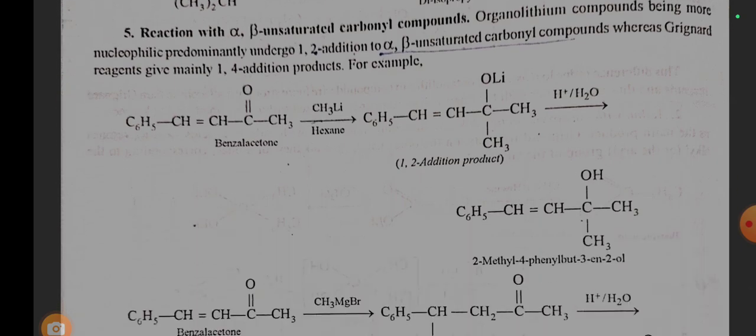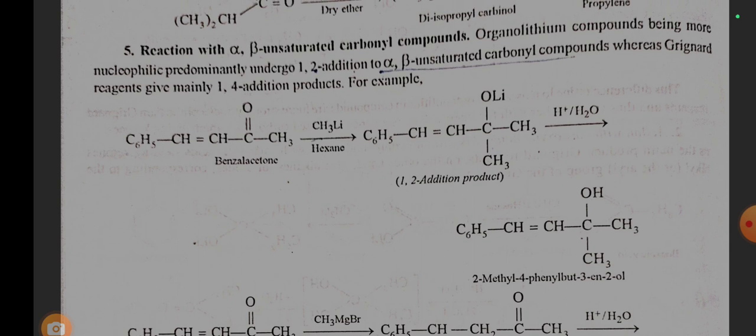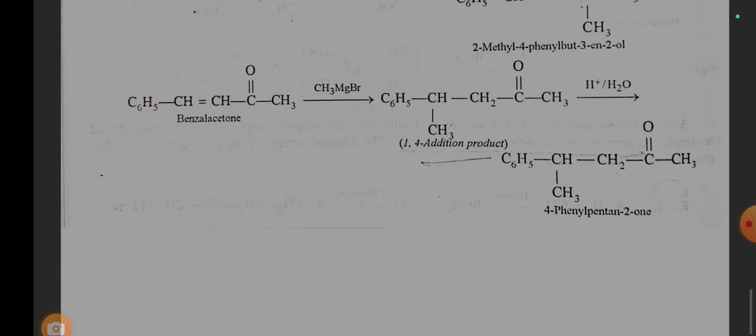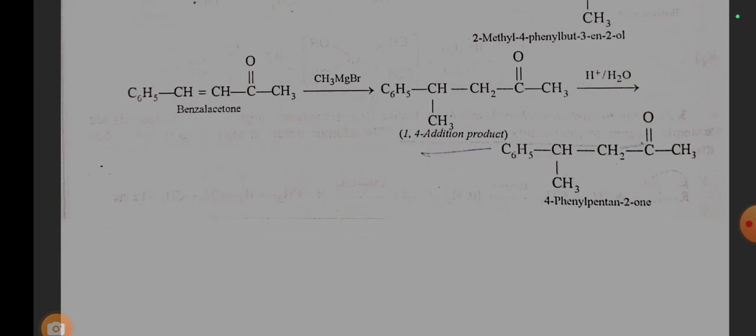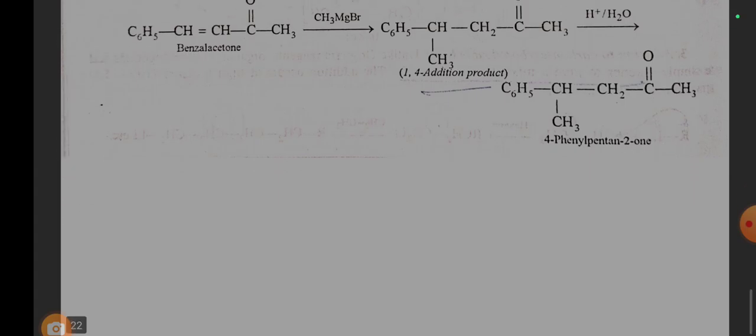5. Reaction with alpha-beta unsaturated carbonyl compounds. Organolithium compounds, being more nucleophilic, predominantly undergo 1,2 addition to alpha-beta unsaturated carbonyl compounds, whereas Grignard reagents give mainly 1,4 addition product. For example, benzalacetone on reaction with CH3MgBr gives the 1,4 addition product, which on hydrolysis gives 4-phenyl pentan-2-one.